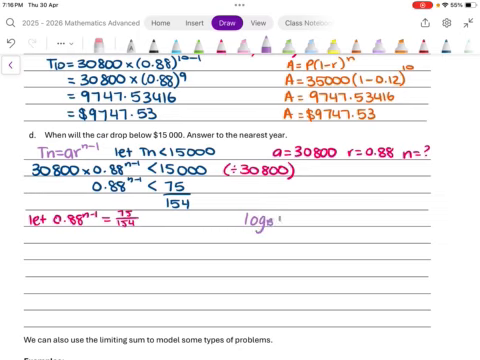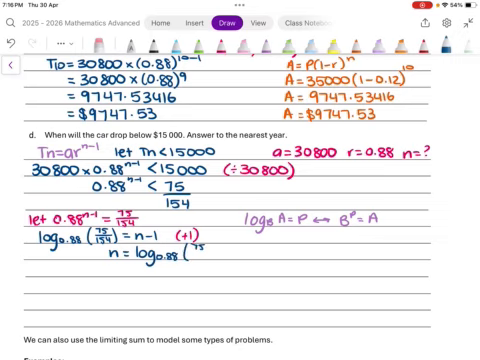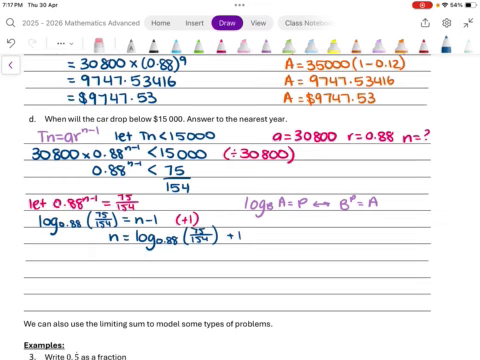So log base answer equals power, base power equals answer. To convert it from exponential form to log form, we'll have log base 0.88 of our 75 on 154 is equal to n minus 1. We're going to plus our 1 over now so that we get n equals log base 0.88 of our 75 over 154 plus 1. And we're going to put this all into the calculator at the one time.